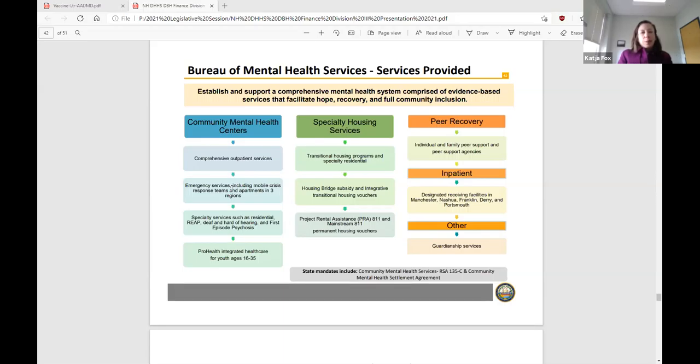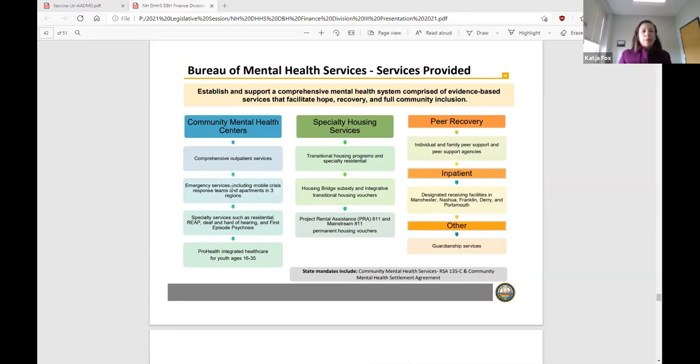The Housing Bridge Subsidy Program is more of a traditional approach where we're able to provide a so-called voucher to an individual who qualifies. The whole point of a bridge is that it is someone who's eligible for Section 8 housing. However, they are going to be waiting and waiting and waiting to receive that Section 8 housing subsidy. So we bridge that time between when they are in need of housing and when they're going to be able to secure that federal Section 8 housing.